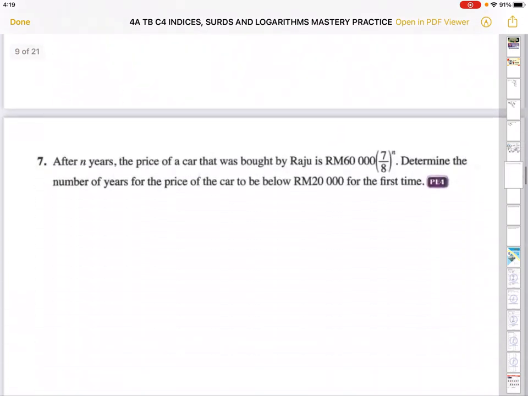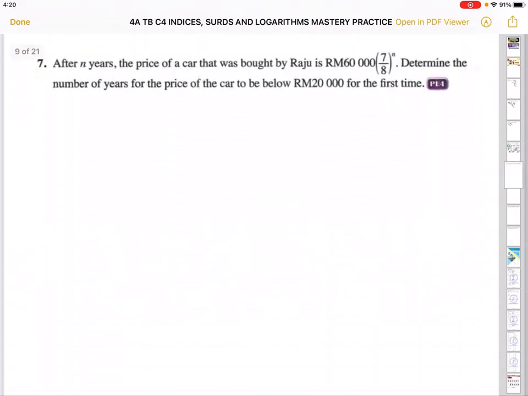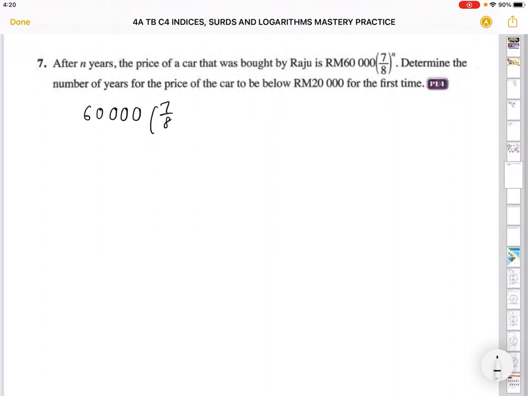Next question. Number 7. After n years, the price of a car that was bought by Raju is 60,000 with bracket 7/8 power n. So determine the number of years for the price of the car to be below 20,000 for the first time. So let's take 60,000, 7/8 power n. Let it be below 20,000. So 60,000 divided by 20,000 is going, 20,000 divided by 60,000, sorry, is going to give us 1/3. Now here we have to introduce logarithm. Bring the power down.